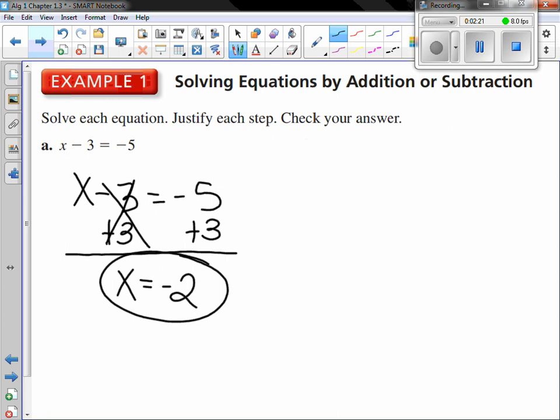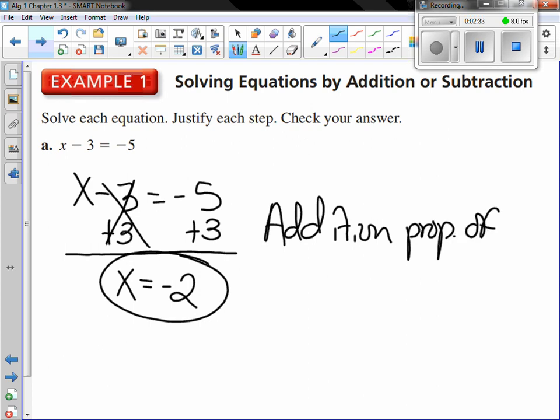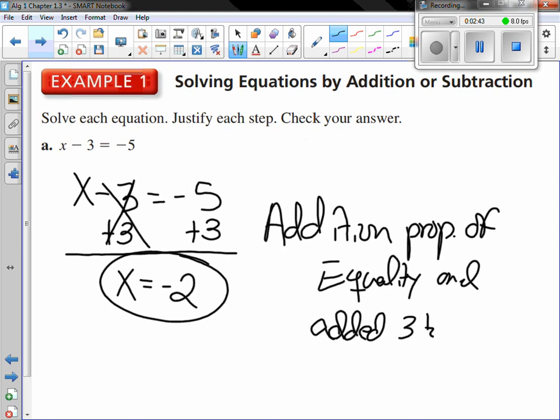Now, justify each step. Well, we just used our addition property of equality and added 3 to both sides. That's all we did, and that's how we solved this one. That's all we had to do for this one.